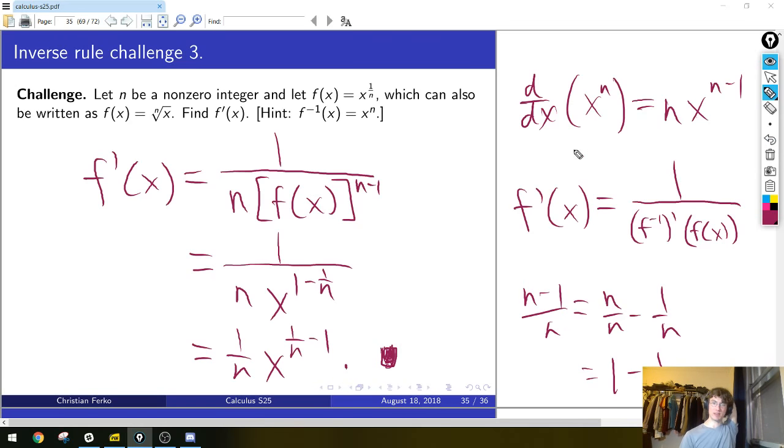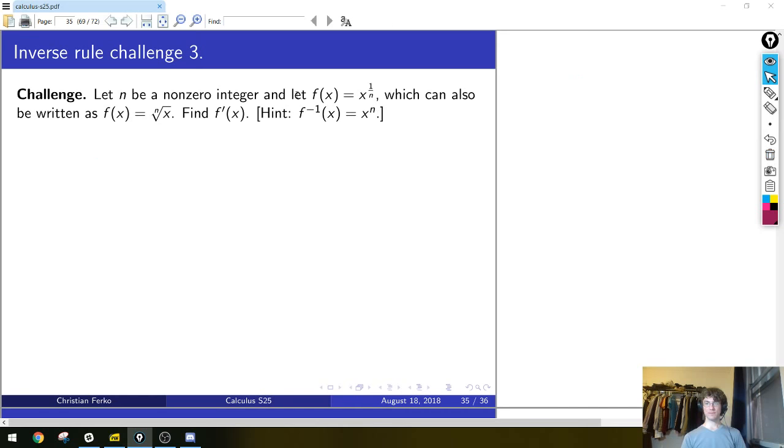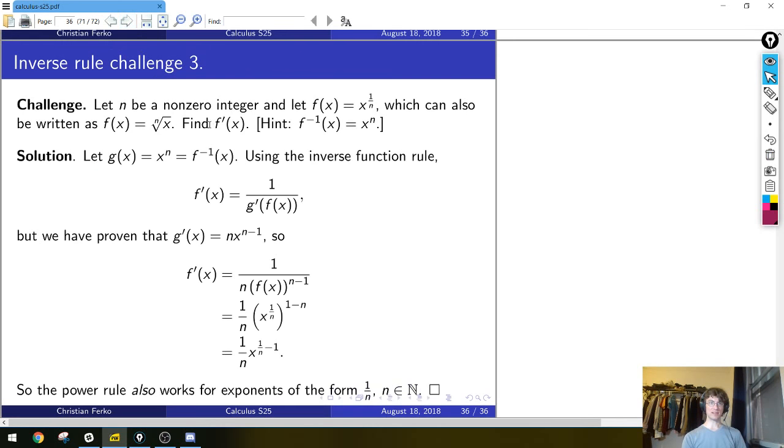Good, so for those keeping score, we have now proven the power rule for positive and negative integers and functions or fractions of the form 1 over n. So almost all real numbers. We just still have rationals and reals. Yes, and that is the last thing, so I'll just show you the solution again.